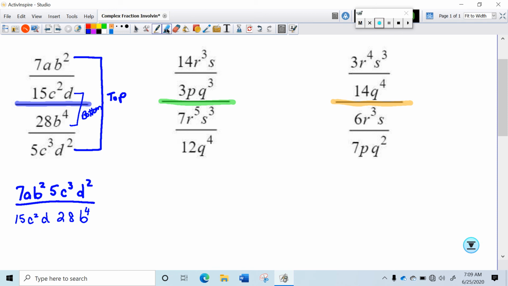Okay, so now I want to deal with my numbers themselves. In the numerator, I have a 7 and a 5. So you're multiplying here. 7 times 5 is 35. Also in the numerator, I have an A. I have 2 B's. I have 3 C's and 2 D's.